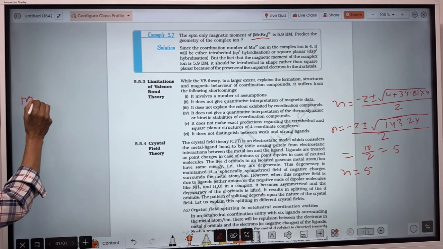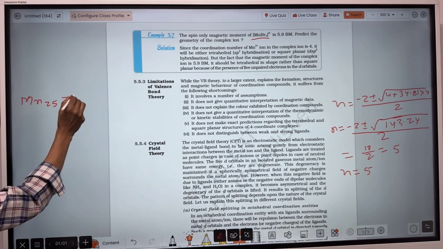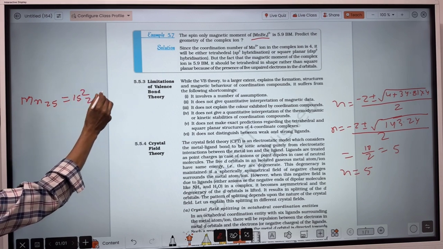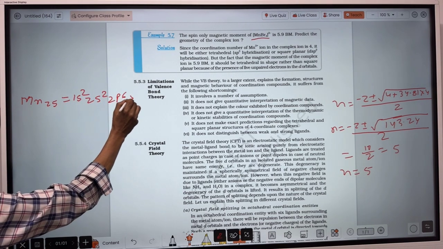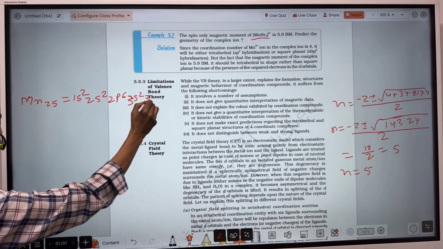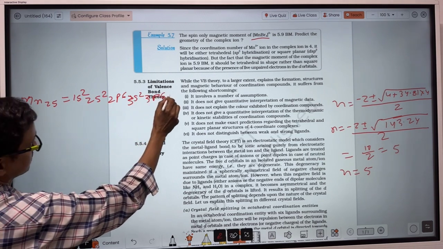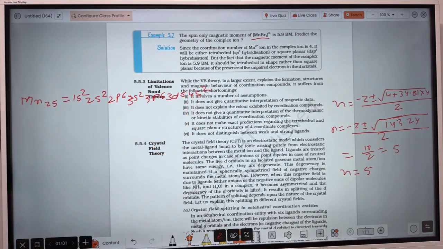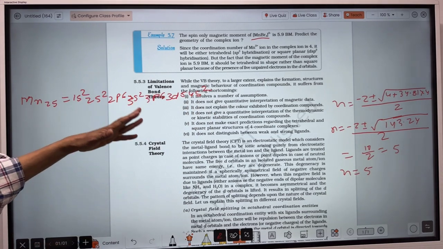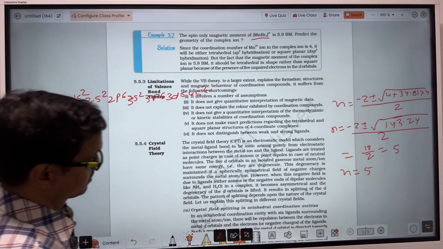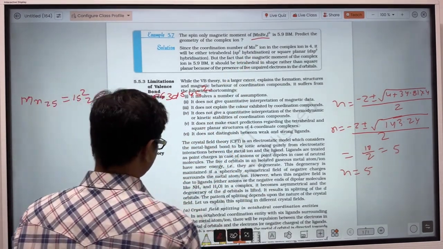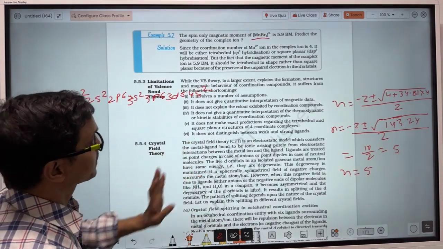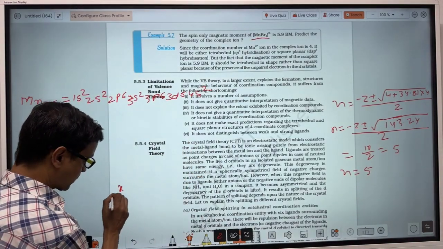Manganese atomic number 25. So that will be the electronic configuration. Now, manganese in which oxidation state? MnBr4 minus. So what is the oxidation number of manganese? That you will have to calculate. You don't know the oxidation number of manganese.